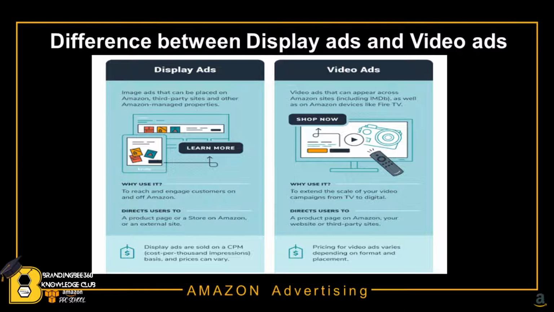Video ads. Well, video ads that can appear across Amazon sites including IMDb, as well as on Amazon devices like Fire TV. Why use it? To extend the scale of your video campaigns from TV to digital. Directs users to a product page on Amazon, your website, or third-party sites. Pricing for video ads varies depending on format and placement.